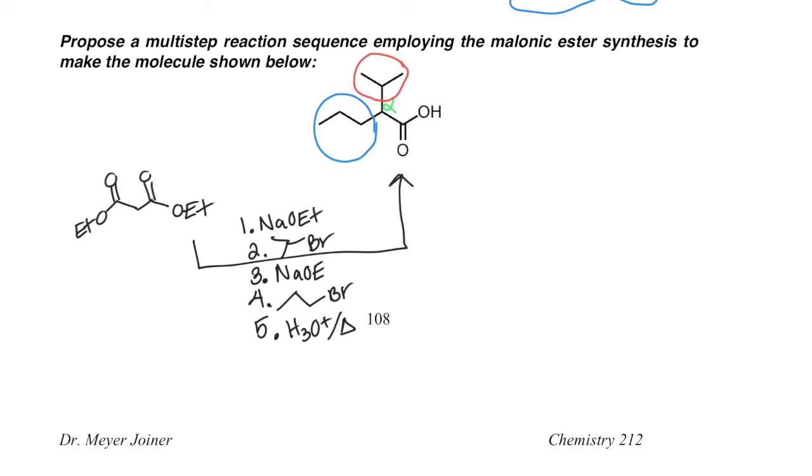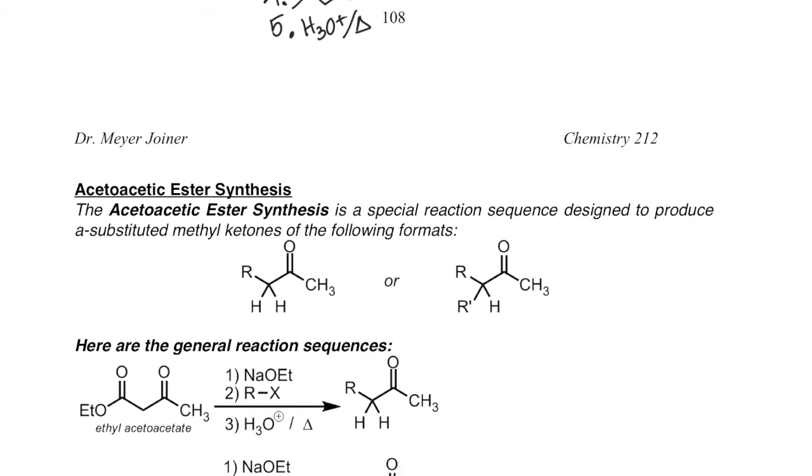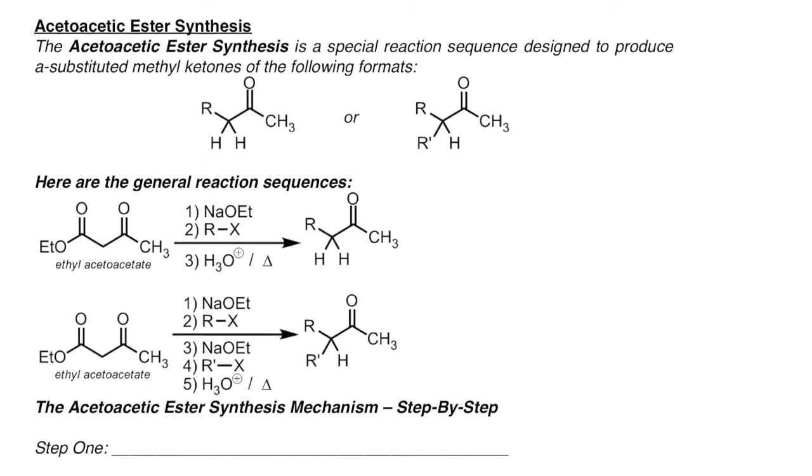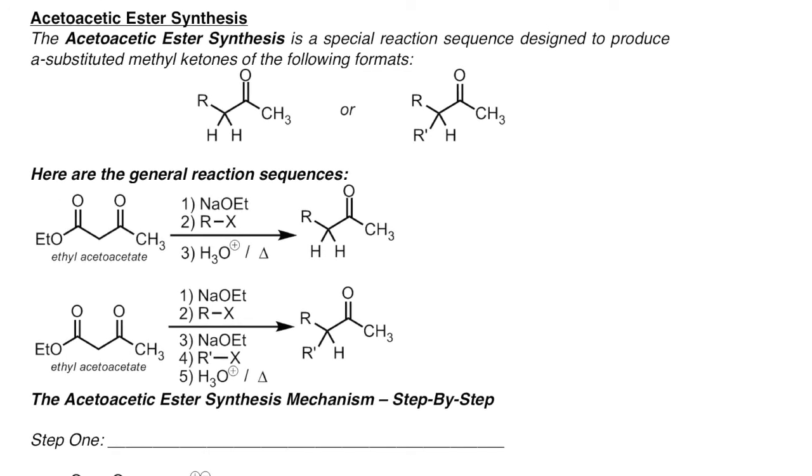Okay, and a very similar one that you're also responsible for knowing is the acetoacetic ester synthesis. It's so similar that it's easy and hard because they could be confused. So look at what we're making. We're making the same thing, one R group or two R groups. Instead of having a carboxylic acid, we have a ketone. And it's the same reagents.